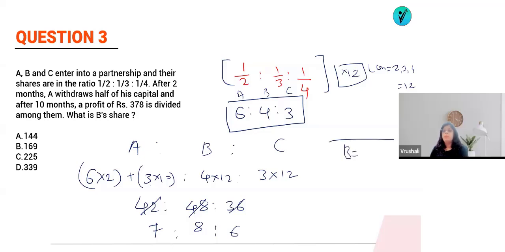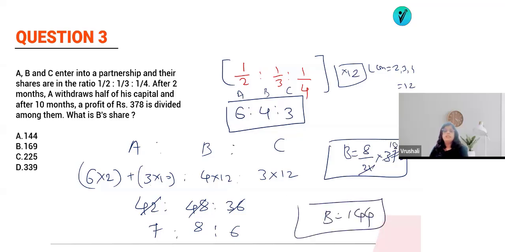So what is the share of B? B's share will be 8 out of 8 plus 7, 15 plus 6, 21. Then how much will he receive out of 378? So what will it be? 21 ones are 21, 168 means 21 eights are 168. So 18 eights are 140. So option number A is the answer.